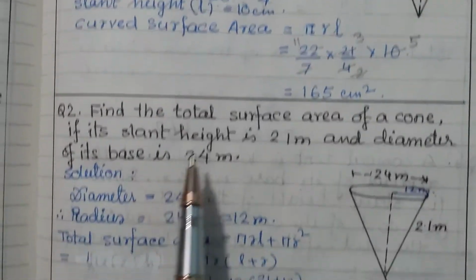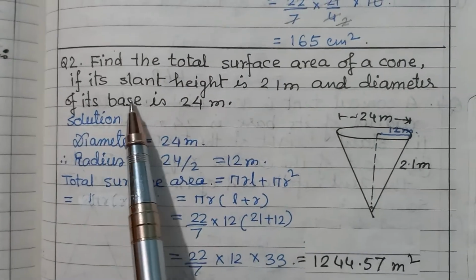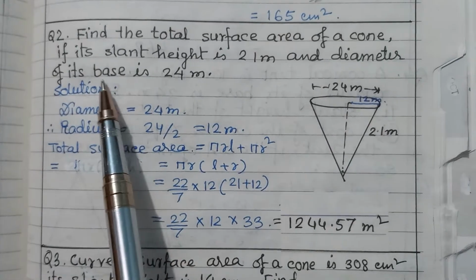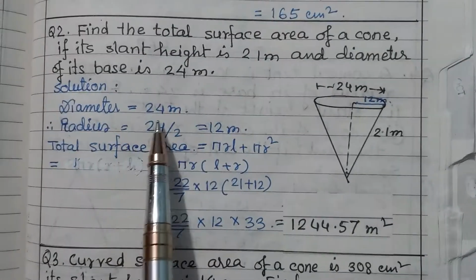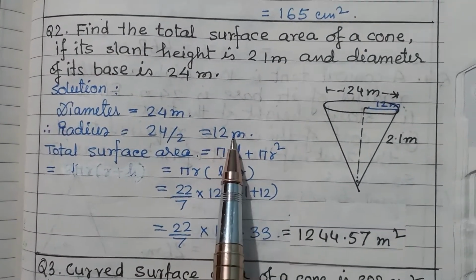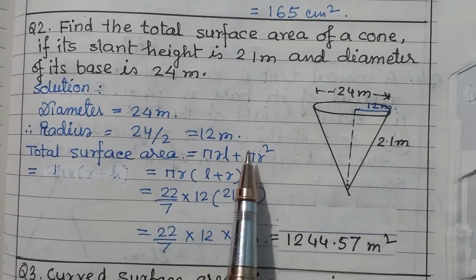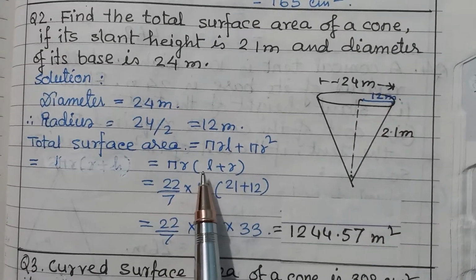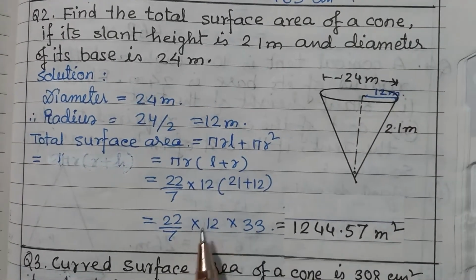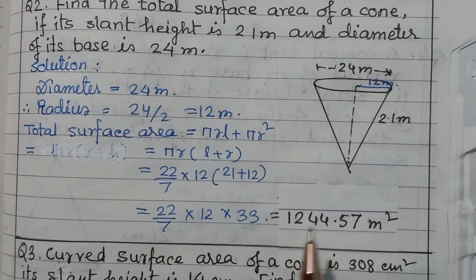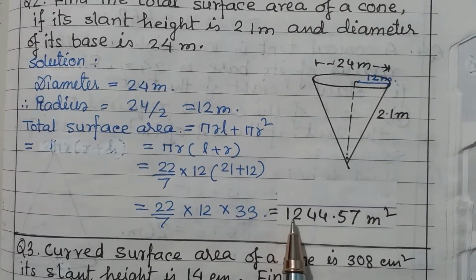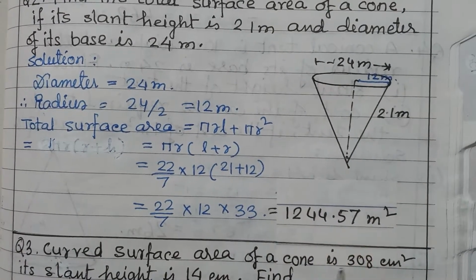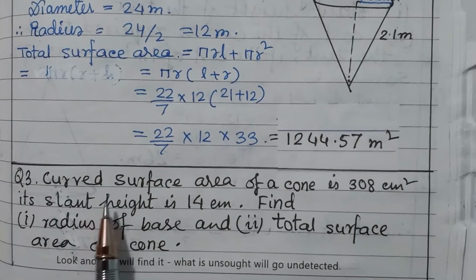The next question: find the total surface area of the cone if its slant height is 21 centimeter and the diameter of its base is 24. The diameter is given, so the radius is half, 12. The slant height is already given. The total surface area formula is pi r into L plus r. Substitute the values and calculate it. It is 1244.57 square meter.